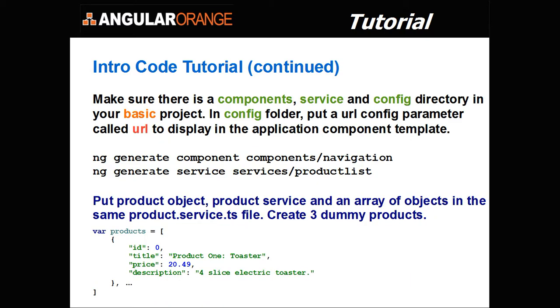Okay, and then I also do some other things architecturally in the project where I make sure I have a components, a service, and a config directory, and in my config folder I have a URL config parameter which I display in the application component template just for fun.